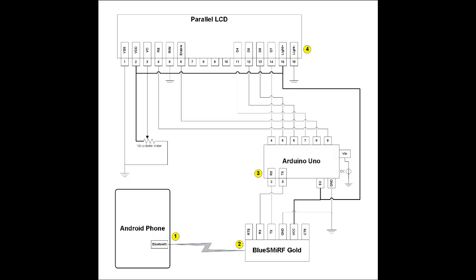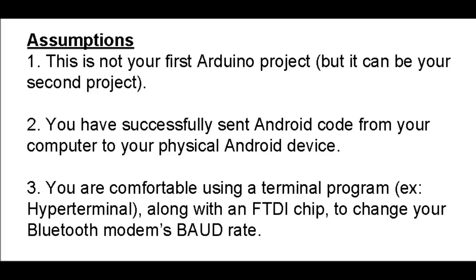display. So the magic happens with the Android phone having built-in Bluetooth capabilities, and it talks to a Bluetooth modem represented in number 2. And that all happens through the RX and TX line between the Uno and the Blue Smurf Gold Bluetooth modem. And then the parallel display is pretty straightforward. All the code is on Instructables, so you'll get a chance to see all these diagrams and code.